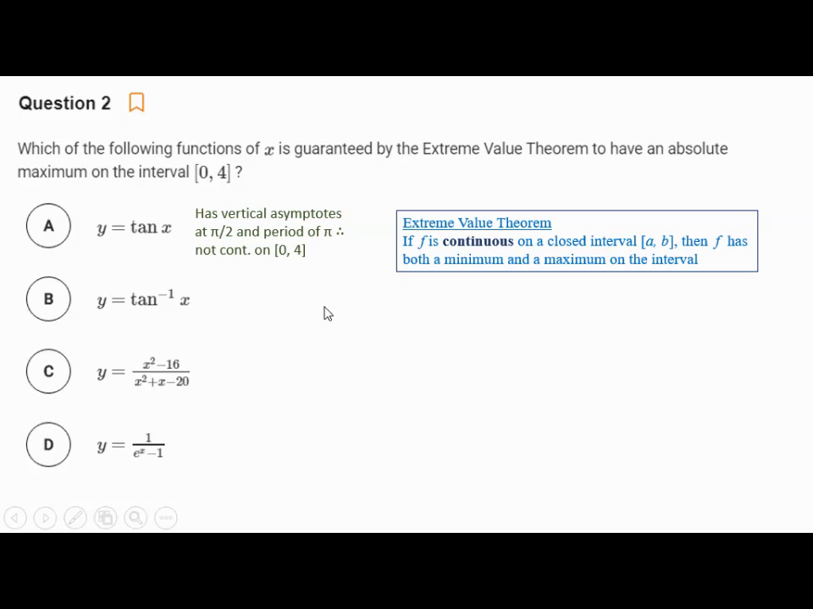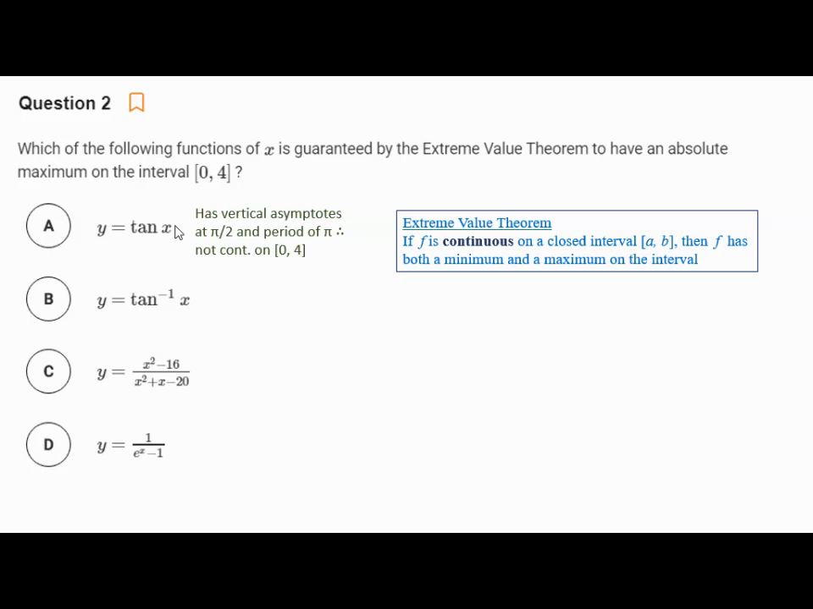Now the next one, B, is tangent inverse. If you remember the graph of tangent inverse, or if you don't, you can think of the graph of tangent x. The domain, if we're just doing the function, is going to be from negative pi over 2 to pi over 2, and the range would be negative infinity to positive infinity. And I'm sorry, I meant if you want to do an inverse function.